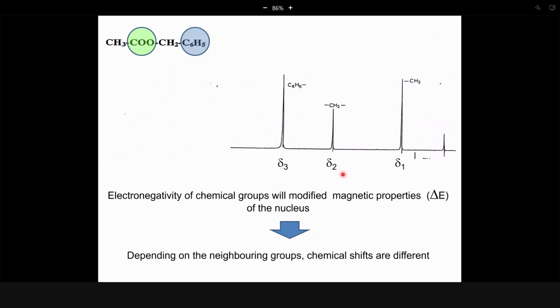It's the first information. You can say that I have some aromatics or some functions in the structure that increase or decrease the chemical shift of the groups of protons.